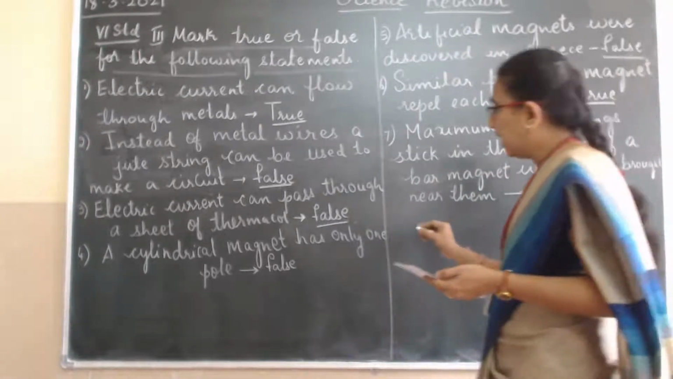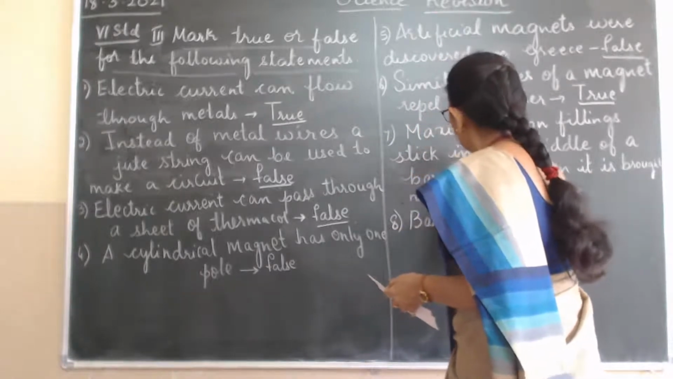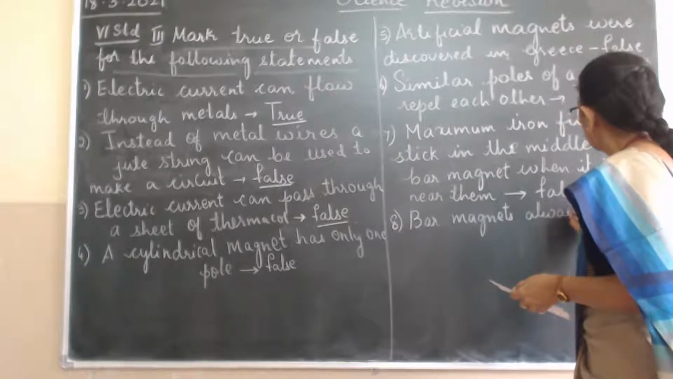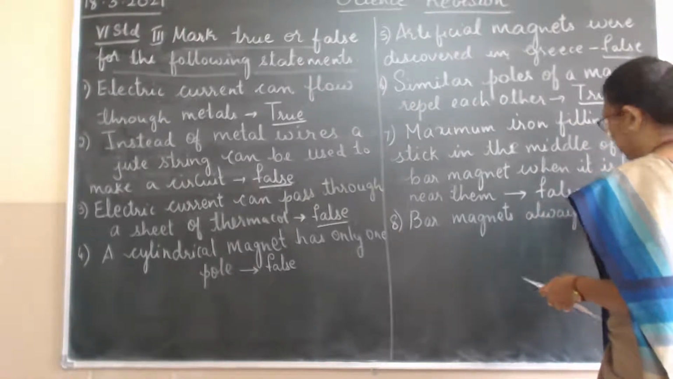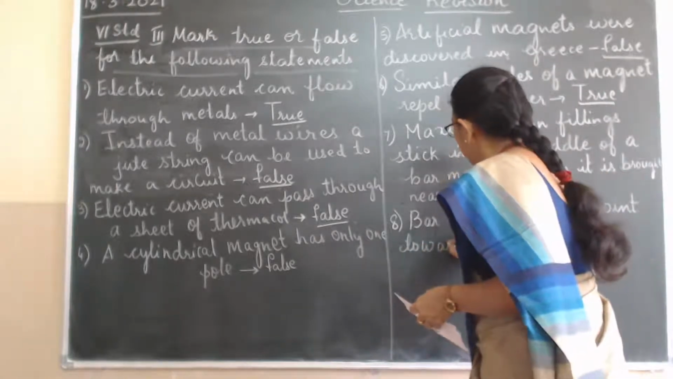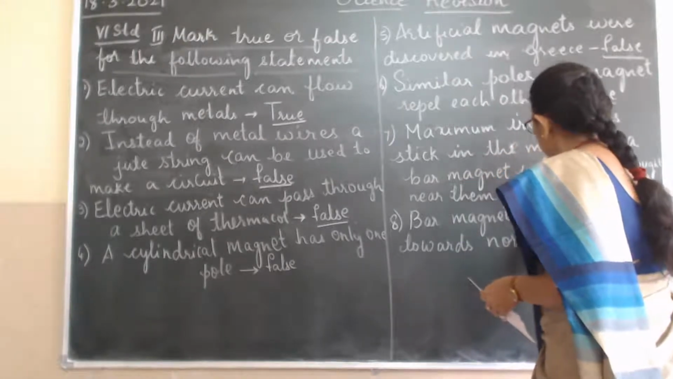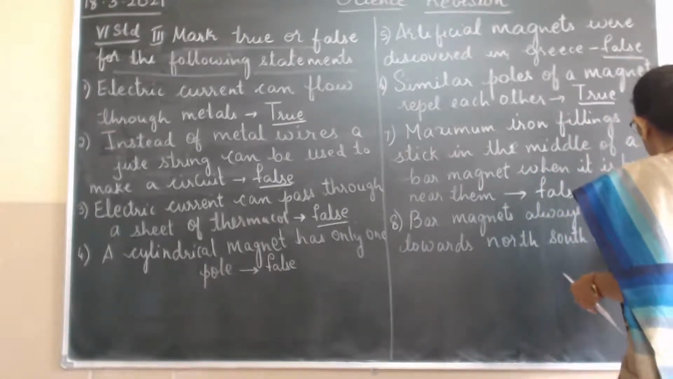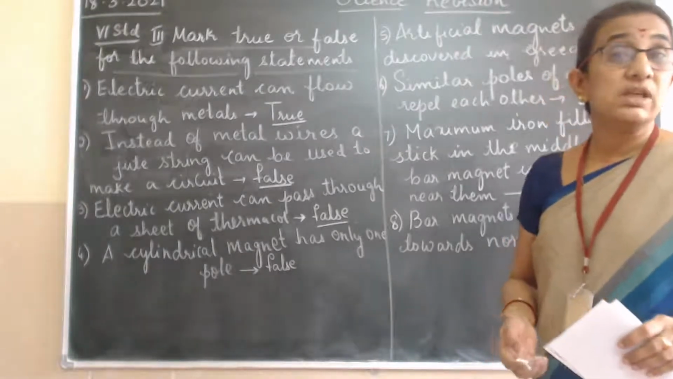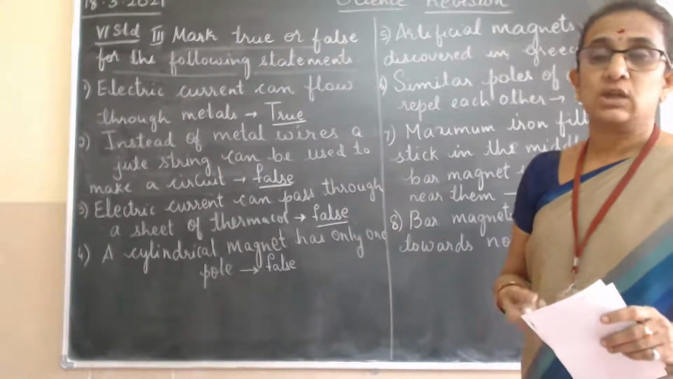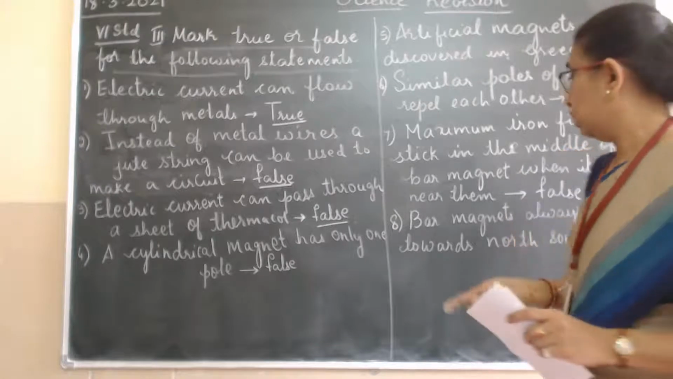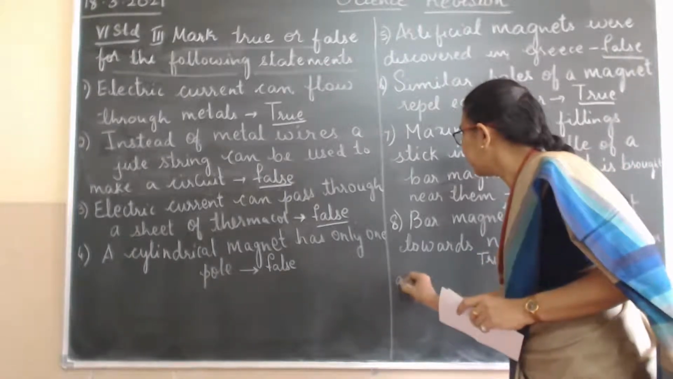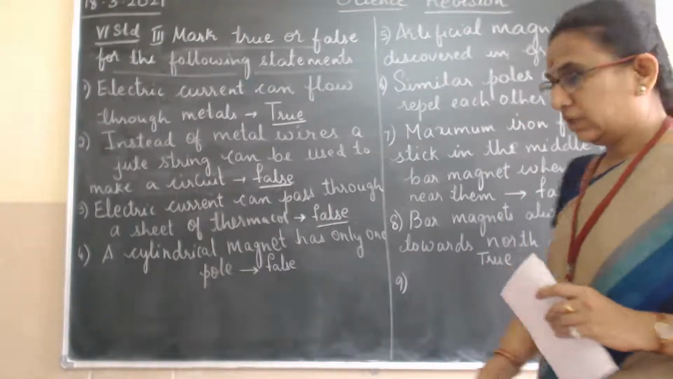Okay, now next: bar magnets always point towards the north-south direction. What does this say? I am repeatedly saying that whenever a magnet is suspended, it always aligns and shows the direction of north and south. So bar magnets always point towards the north-south direction. So this sentence is true. Okay, the ninth one. What does the ninth say? I will write the ninth one this side.